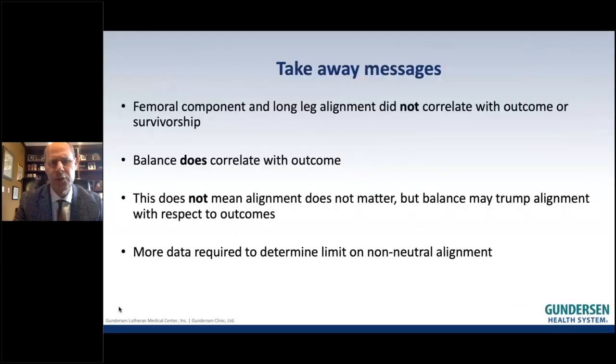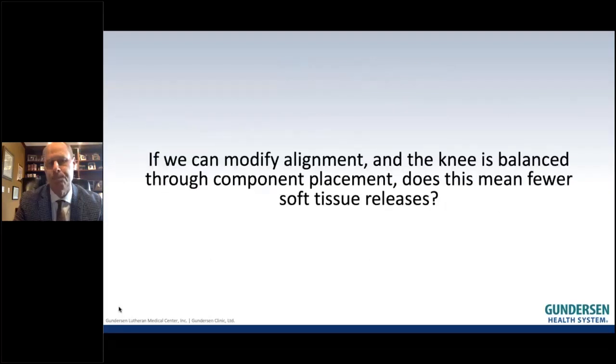So the takeaway message here is that femoral component and long leg alignment did not correlate with outcome or survivorship. Balance does correlate with outcome. This doesn't mean that alignment doesn't matter, but it shows us that balance may well trump alignment with respect to outcomes. We need more data to determine if there's an actual limit on non-neutral alignment, so we don't have a position on that, but it's something we're continuing to look at.